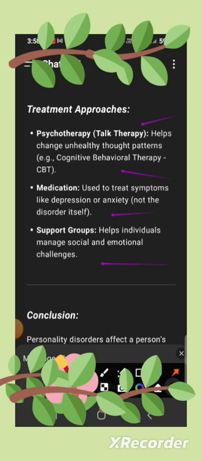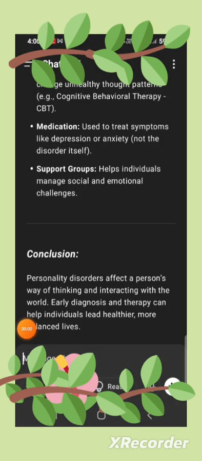So, in conclusion, personality disorders are complex mental health conditions that affect a person's thoughts, emotions, and behaviors. They can cause significant distress in personal and social life but can be managed with proper therapy, meditation, and support. A combination of psychotherapy, lifestyle changes, and social support is the most effective way to help individuals lead healthier, more fulfilling lives.